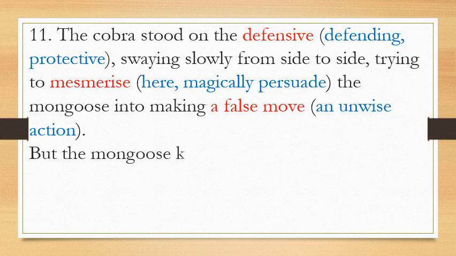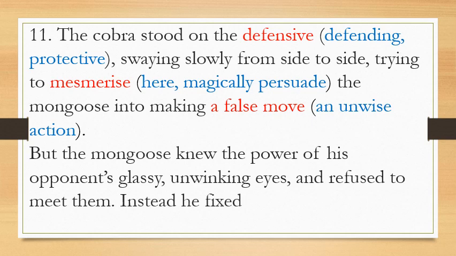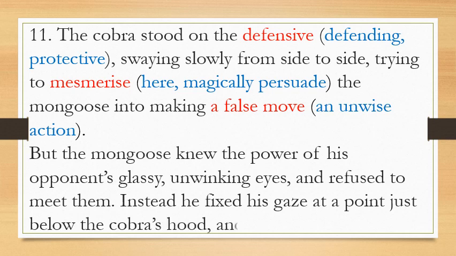but the mongoose knew the power of his opponent's glassy, unwinking eyes and refused to meet them. Instead, he fixed his gaze at a point just below the cobra's hood and opened the attack. Means, but the mongoose was well aware of the power of its opponents. Opponents means enemy. So he fixed his focus on attacking the cobra at a point just below the cobra's hood and started the attack.